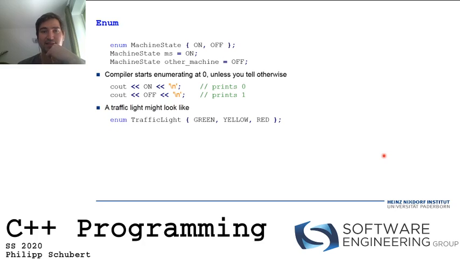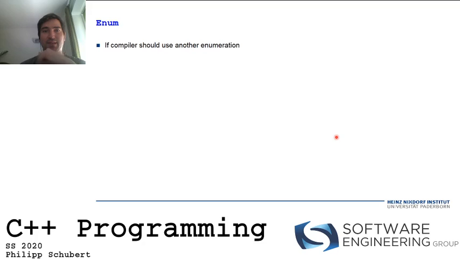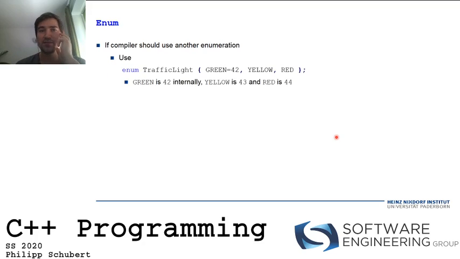So a traffic light might look something like that. So enum traffic light, then all the states that the traffic light can have, so green, yellow, red, and then you end your enum type definition with a semicolon. So if you wish, sometimes that's useful. I mean, there are rare cases where that is useful, but that's why I tell you that.